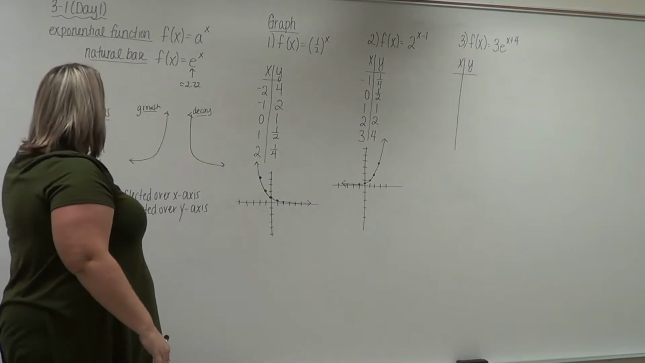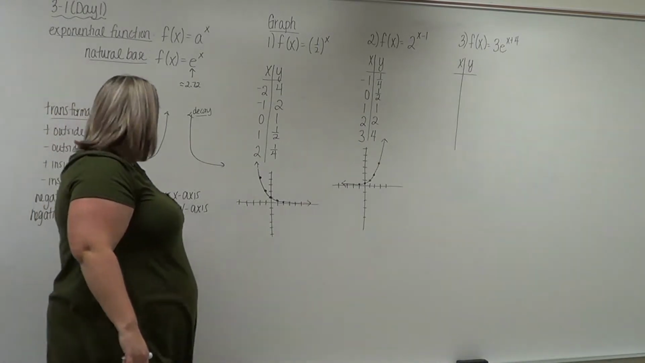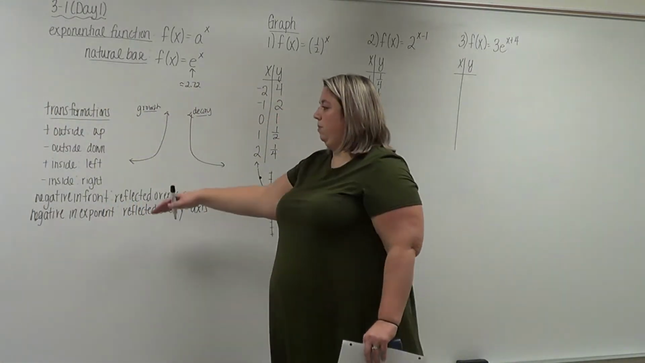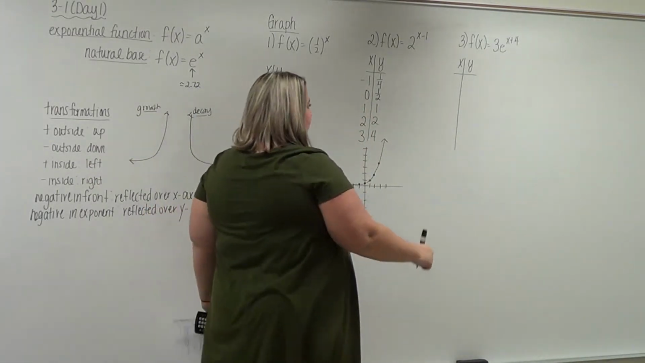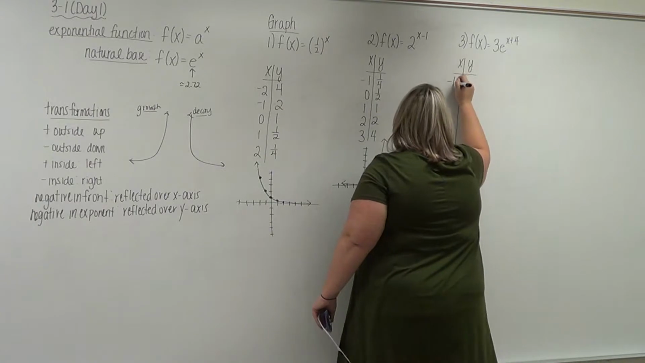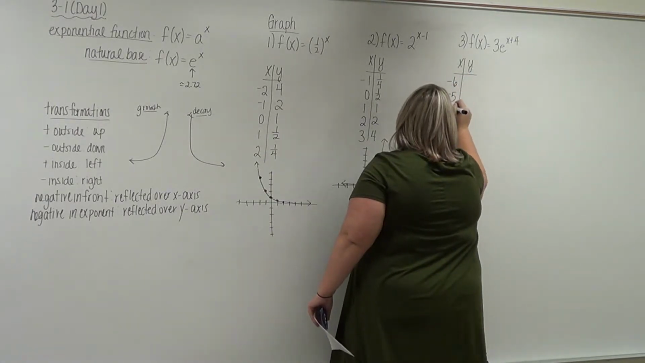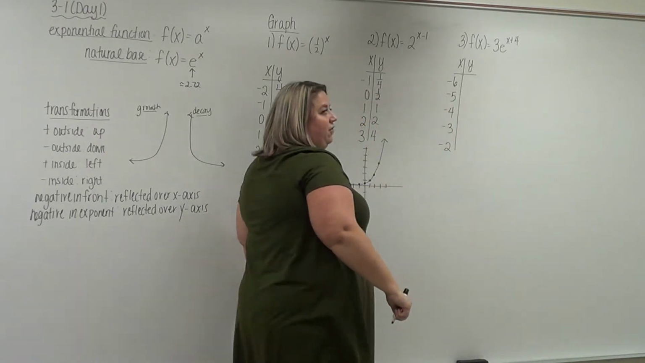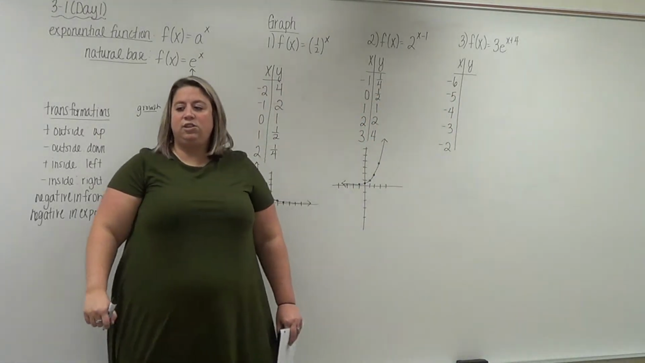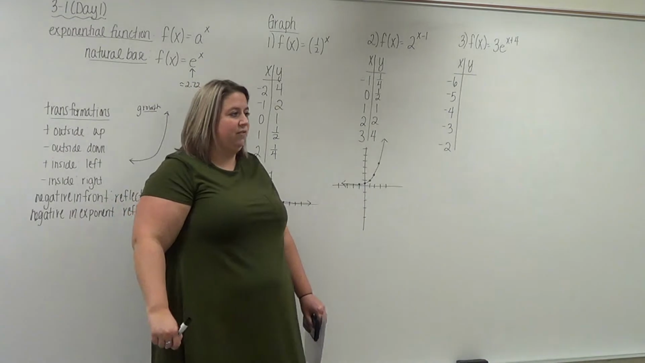Okay, plus 4. Right, left, up, or down? What's going on? Left 4. So instead of starting at -2, I would start at -6. Okay, if it's moving up or down, that doesn't change your t-chart. Okay, it's just if there's stuff in the exponent.